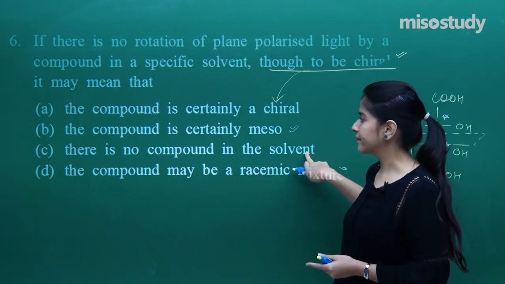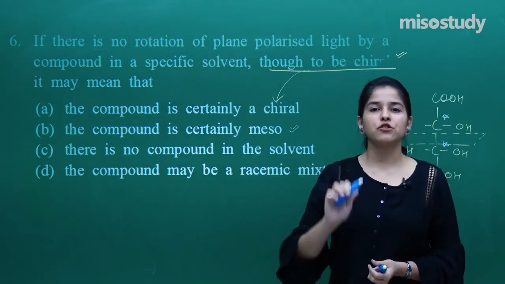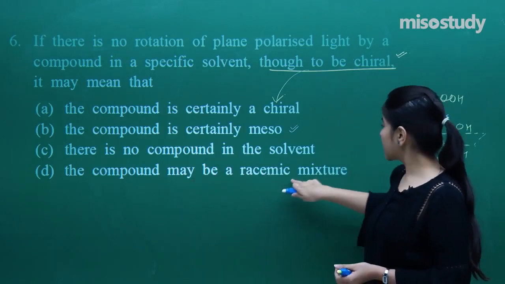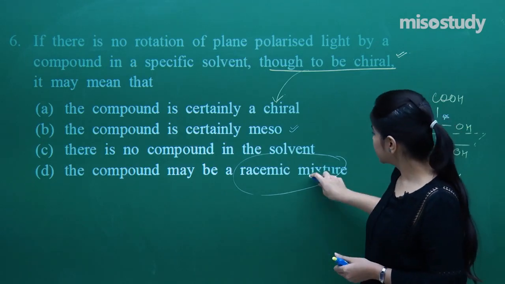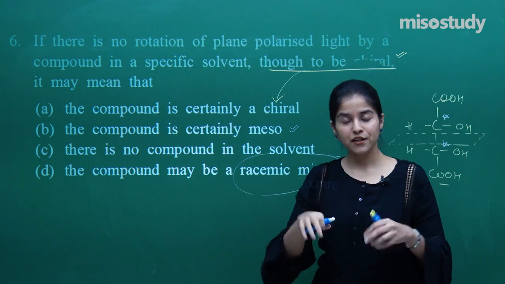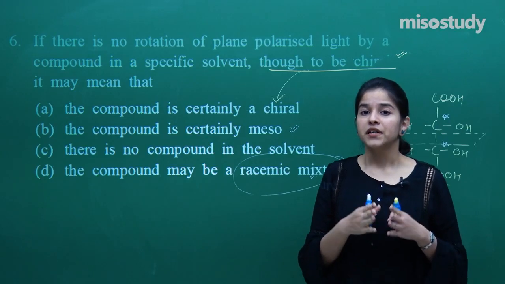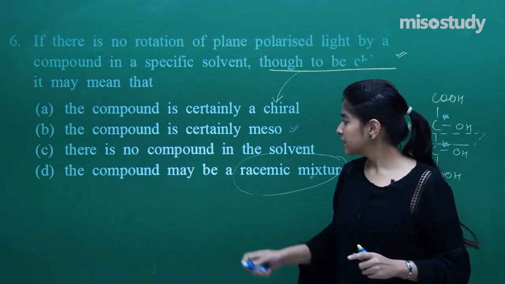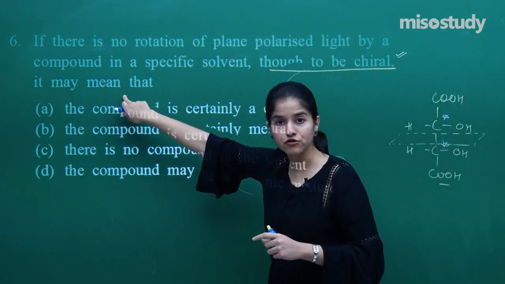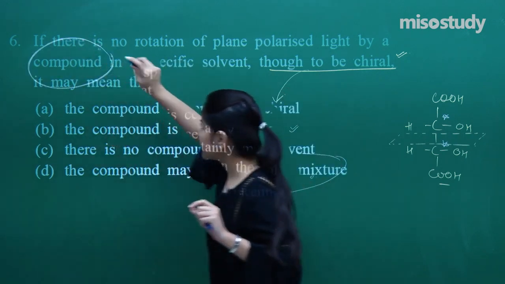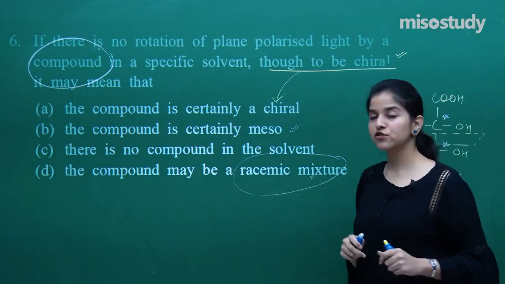There is no compound in the solvent. How is that possible? They have already mentioned that there is a compound. You need to read out the question very carefully. The compound may be a racemic mixture. So in this particular case, due to the racemic mixture, it may or may not show the optical activity. But here what they are asking is, if there is no rotation of the plane polarized light by that compound, what they have said is that there is no rotation by that compound itself. So how can I talk about the racemic mixture over here?